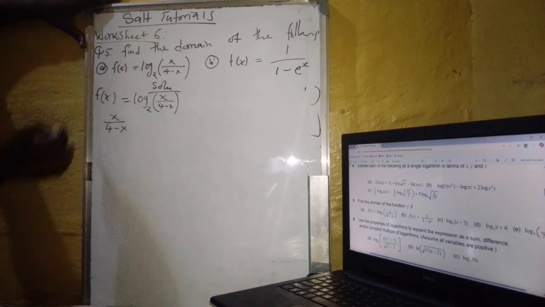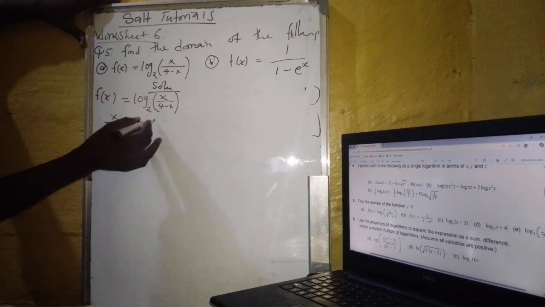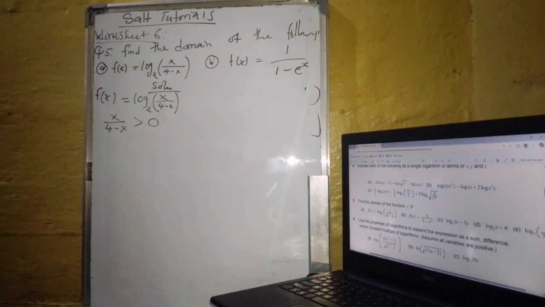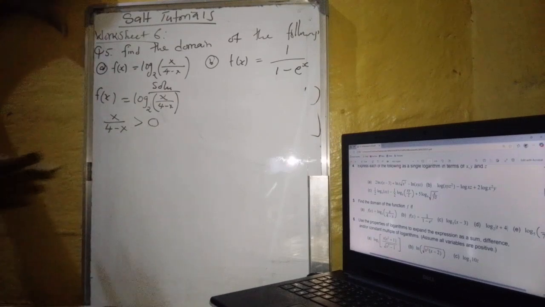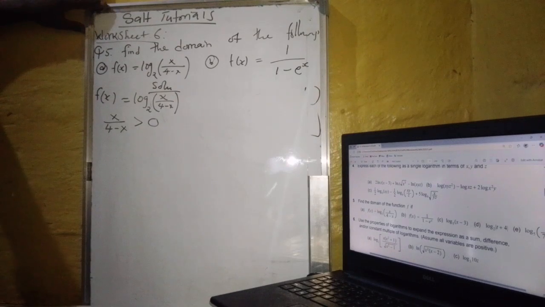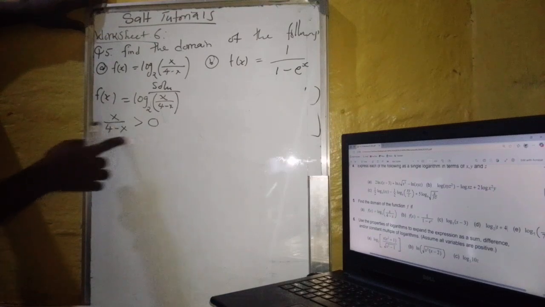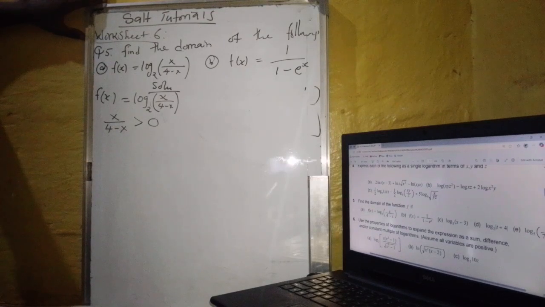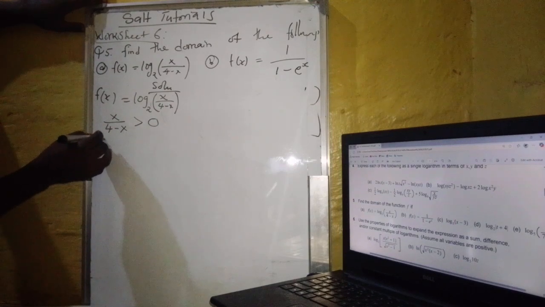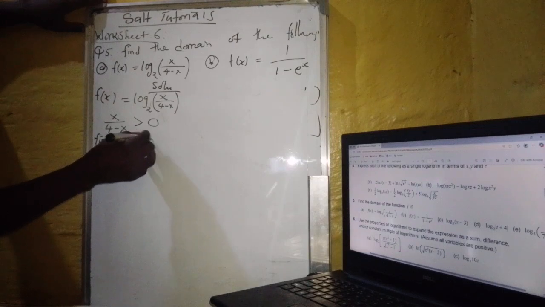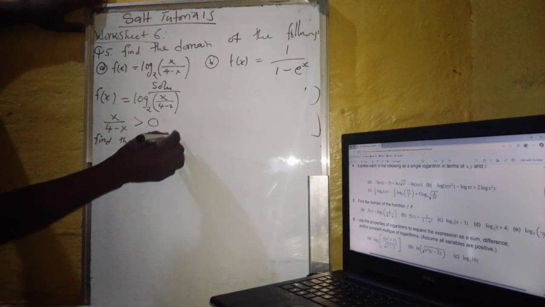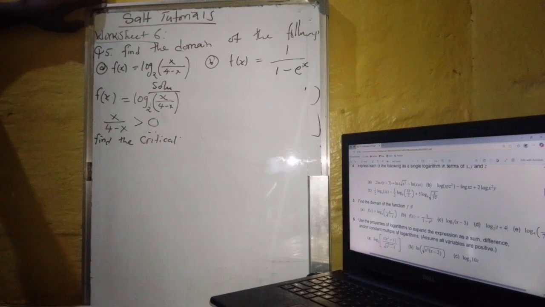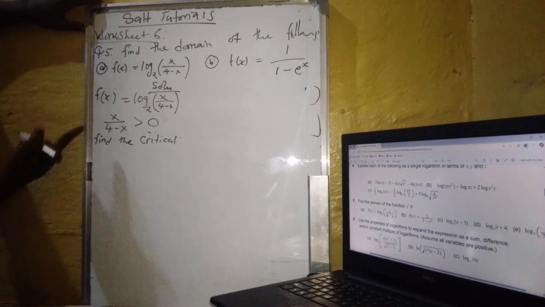So for the function to be defined, this input should be greater than what? Greater than 0. What does this give me? It is taking me to term 1, where we talk about such inequalities, rational inequalities. How are we solving rational inequalities? By finding the critical points, or the critical values. If you cannot recall how to solve rational inequalities, go back to the document on inequalities which we sent you, and you should be able to revise inequalities.